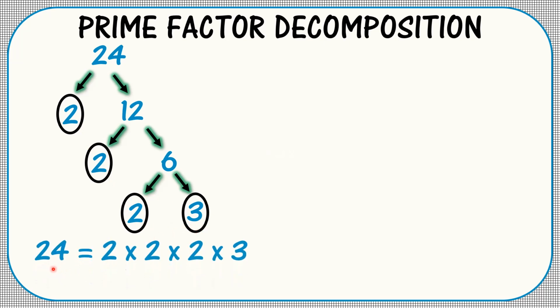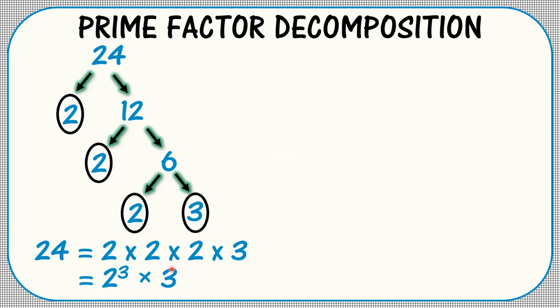So we will say that 24 is equal to 2 times 2 times 2 times 3. All of the numbers you have put circles around are the prime factor decomposition of the number 24. 2 times 2 is 4, 4 times 2 is 8, 8 times 3 is obviously 24. Again, generally you would write this in index notation. So 2 times 2 times 2 can also be written as 2 to the power of 3 times 3.